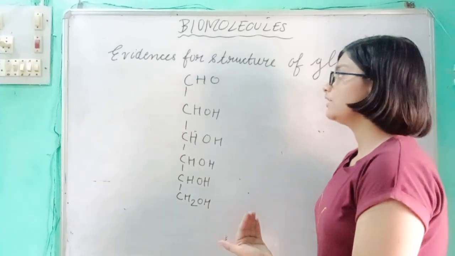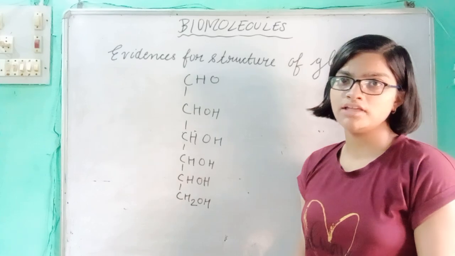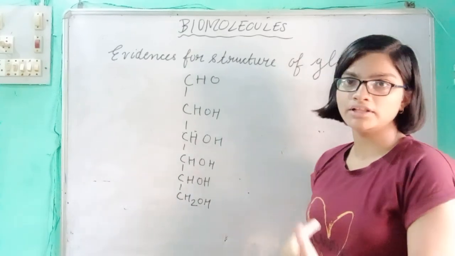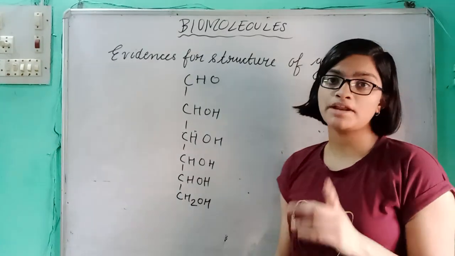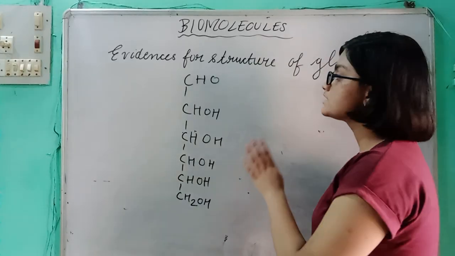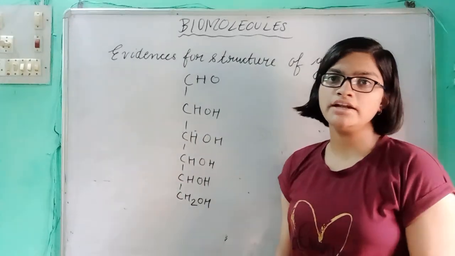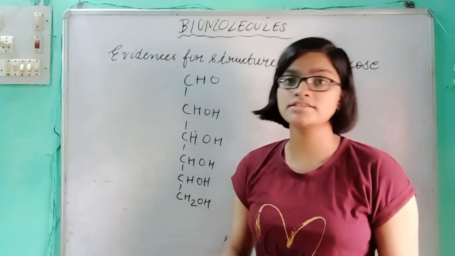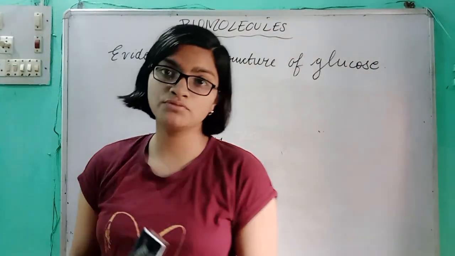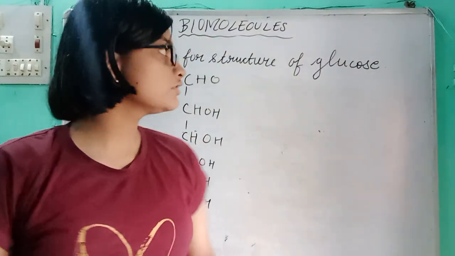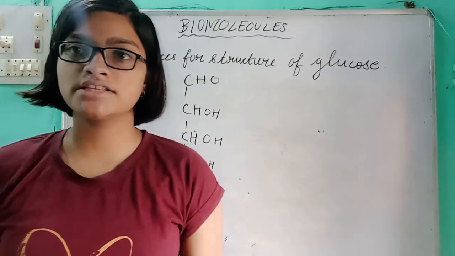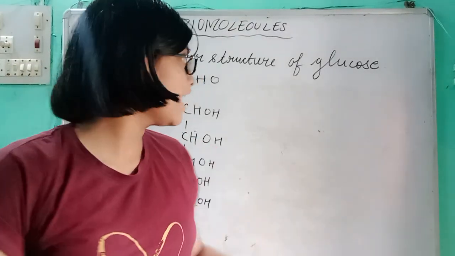After that, we reacted with phenylhydrazine. In that, we got an evidence that there is a presence of 1 primary alcoholic group and 4 secondary alcoholic groups. Then there was one more condition, that if our phenylhydrazine is in excess, then another compound glucosazone will be formed, which is yellow in color. So this was all for today, our evidences for the structure of glucose. I hope you liked it. Thank you.